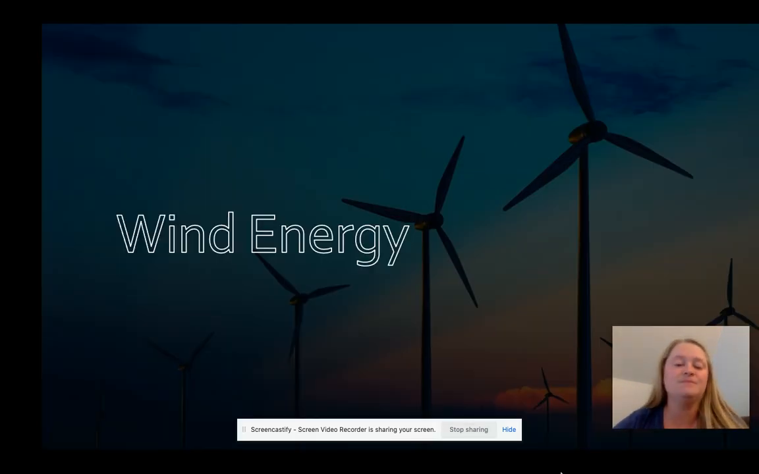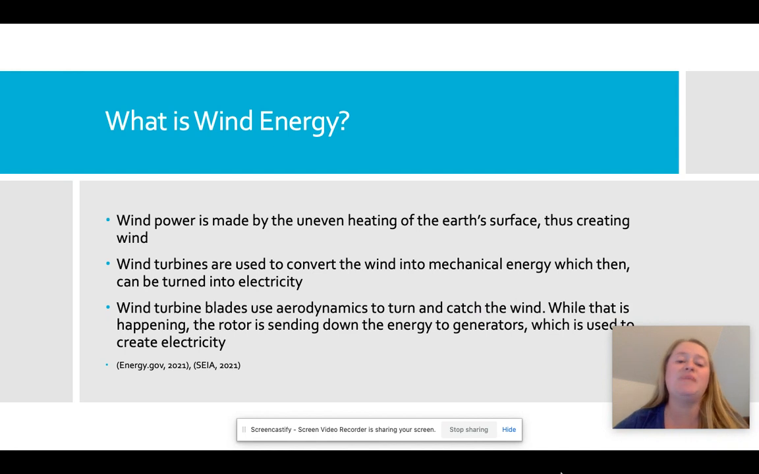Next, we have wind energy. Wind energy is wind power made by the uneven heating of the Earth's surface, thus creating wind. Wind turbines convert the wind into mechanical energy, which then can be turned into electricity. Wind turbine blades use aerodynamics to turn and catch the wind. While that is happening, the rotor is sending down the energy to the generators, which is used to create electricity. Wind turbines can be found on land or out in the ocean to provide that energy.